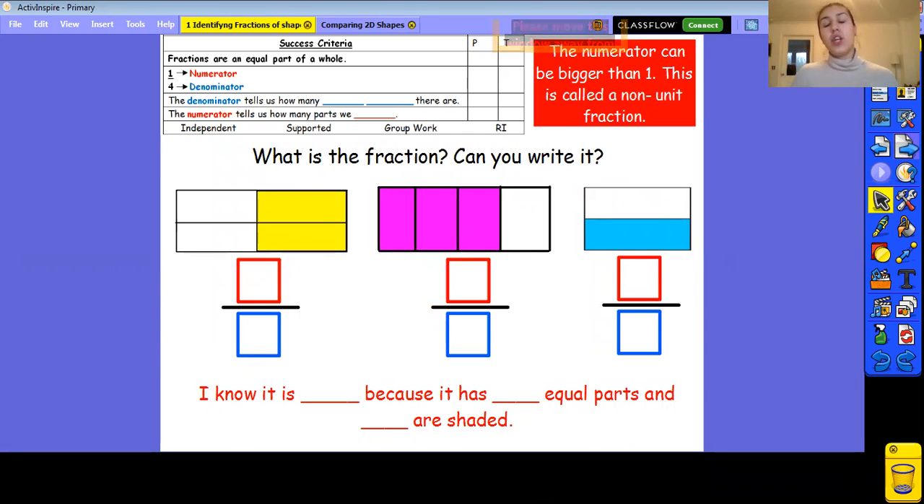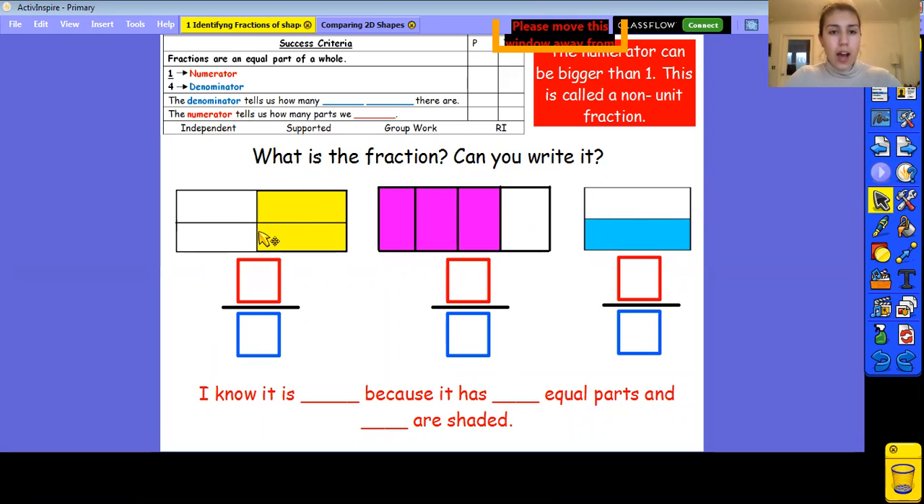However, the numerator can also be bigger than 1, and that would be called a non-unit fraction. Can we say that? Non-unit fraction. Well done, everyone. So let's have a look at this one. I will model this, then you can pause the video and go through these by yourself.